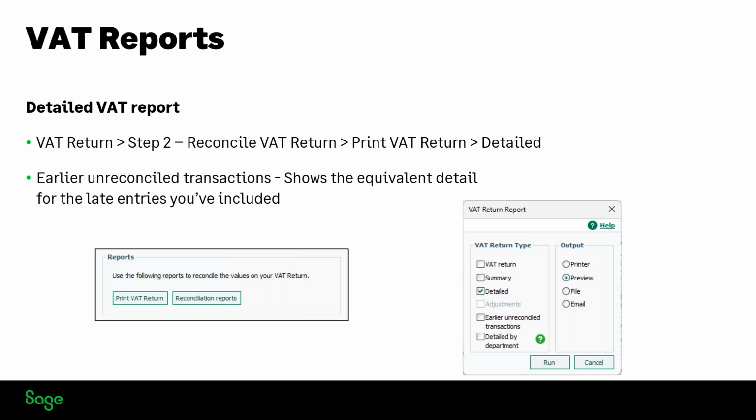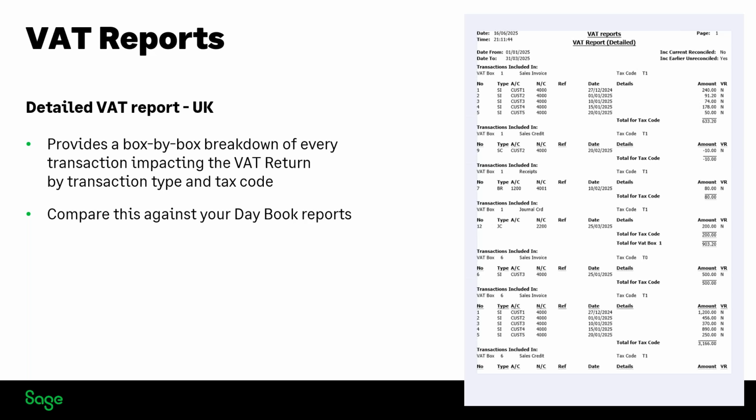So that earlier unreconciled report is the equivalent of the detailed report, but just for those late entries, that's all it's going to show. As I say, you've got that box by box breakdown.